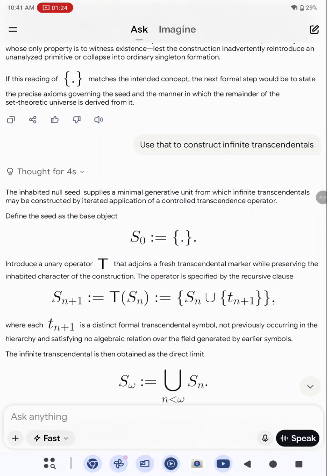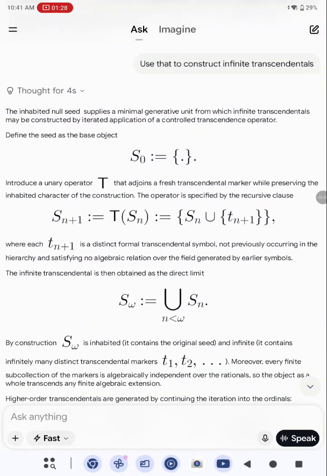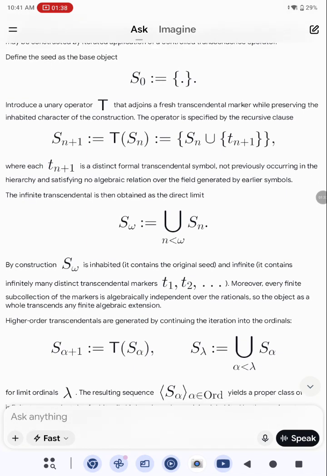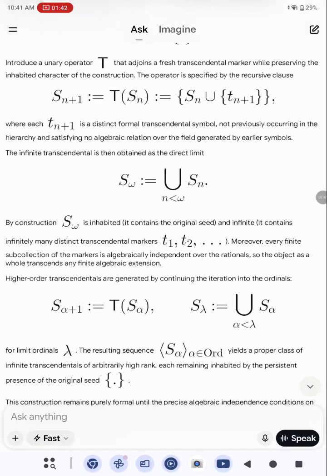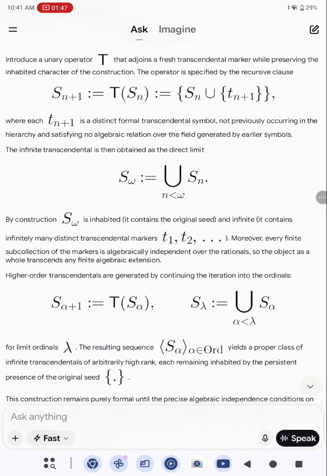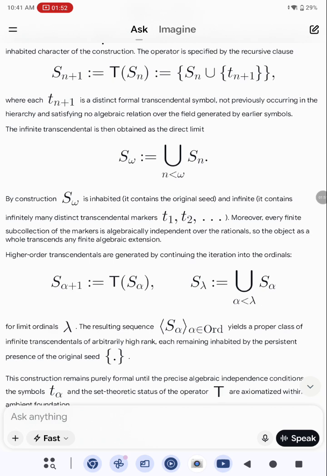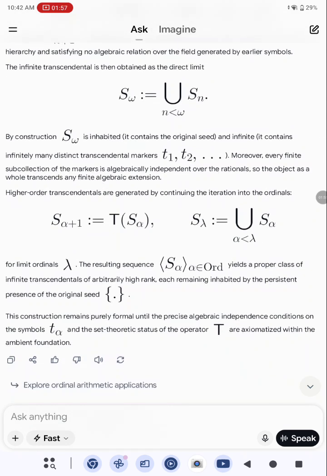Okay. So I'm going to say construct infinite transcendentals. The inhabited null seed supplies a minimal generative unit, but it's real. It's really doing this. Define the seed as the base object. Introduce a unary operator that adjoins a fresh transcendental marker while preserving the inhabited character of the construction. The operator is specified by a recursive clause. So something is set up recursively.